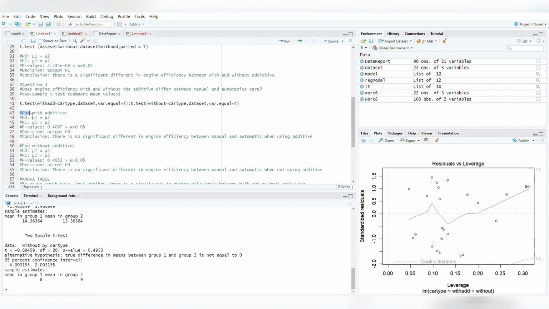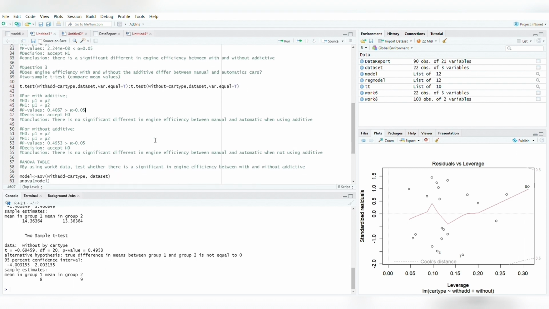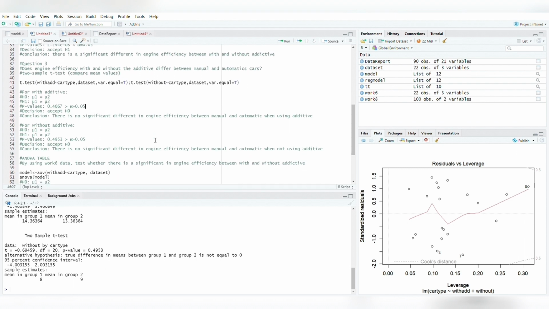Hypothesis for this question: H null, mu1 must equal mu2, H1, mu1 must not equal mu2. And the p-value it shows earlier, 0.4067, is bigger than alpha 0.05, so the decision is we must accept H null. The conclusion is there is no significant difference in engine efficiency between manual and automatic when using additive.